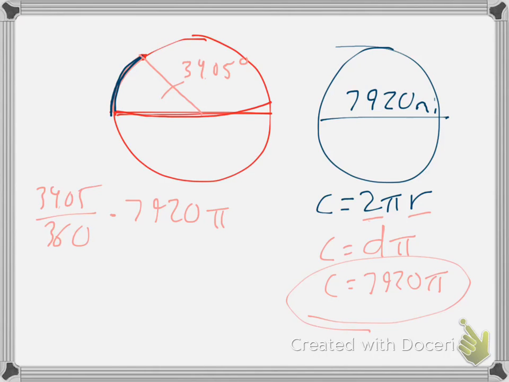So you take your calculator out. What's 34.05 divided by 360? It's a little less than 10%. What do we get? 0.094. So it's about 9.4% of the Earth's circumference. Multiply that by 7920 pi. Go ahead and throw pi in there. Now, when you use pi in your calculator, use the pi button. When you use the pi button, you're going to get a better approximation.